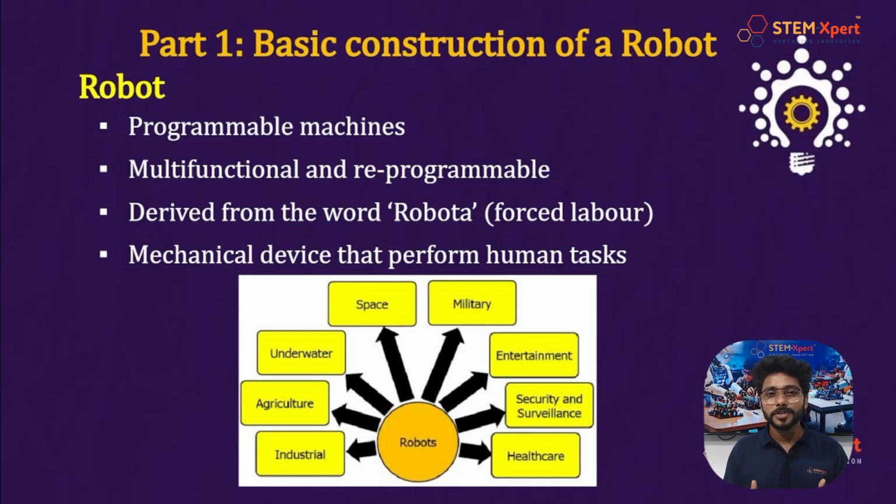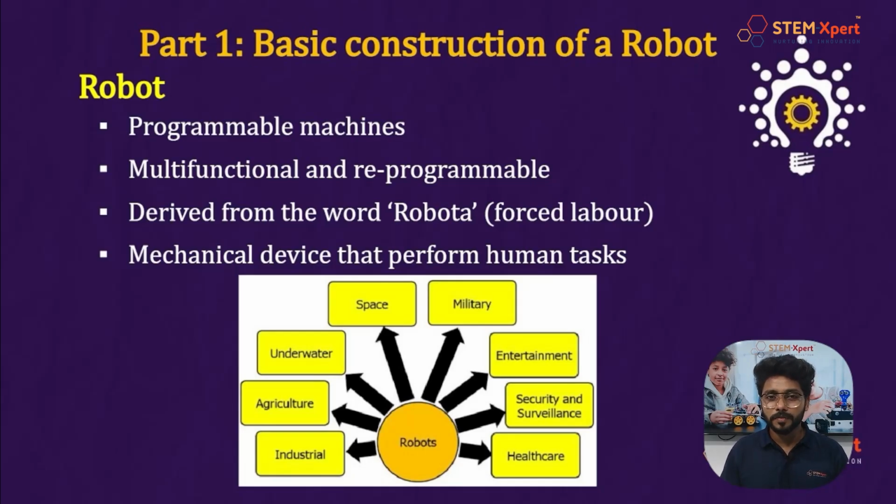So these robots are used for different purposes, right? These purposes can be assigned by humans, so we can program them according to the need. These are all reprogrammable machines which can be programmed and act accordingly. Understand? Yes. So a robot is a mechanical device that performs human tasks. Mainly these machines are used for reducing effort, right?